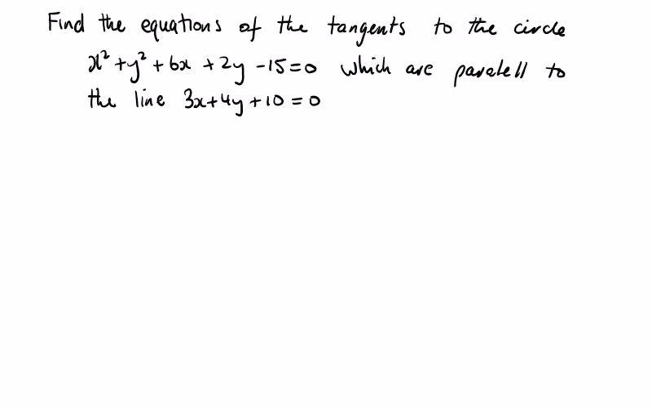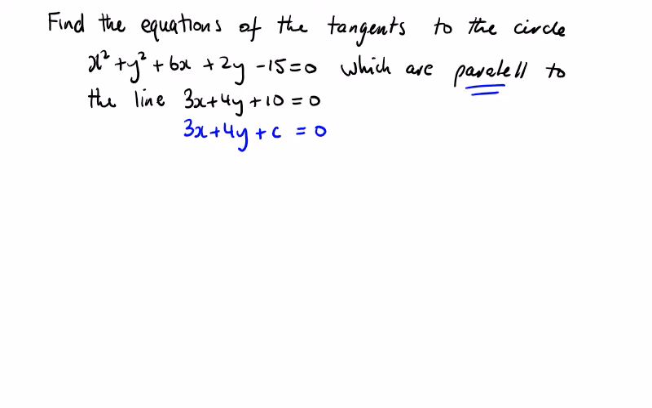In this question, you're asked to find the equation of the tangents to the circle, which are parallel to the line 3x plus 4y plus 10. So parallel, my x and y coefficients will be the same, and the only thing that's changing here is my constant. We'll call it c. So like the previous question where m was the unknown, now we're looking at c being the unknown. So it's a similar type of question.